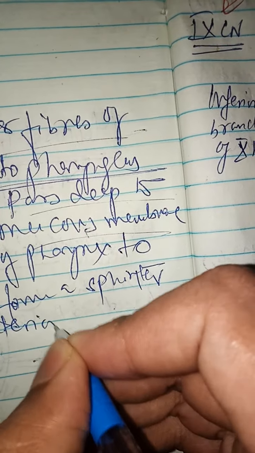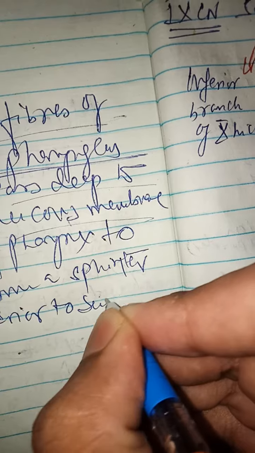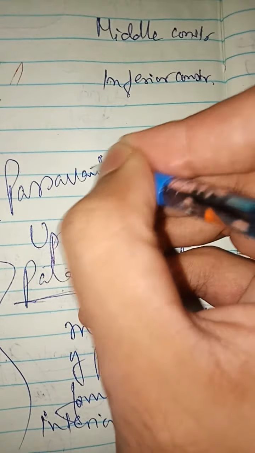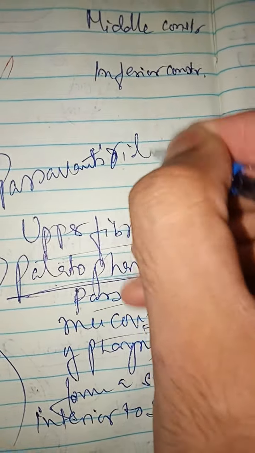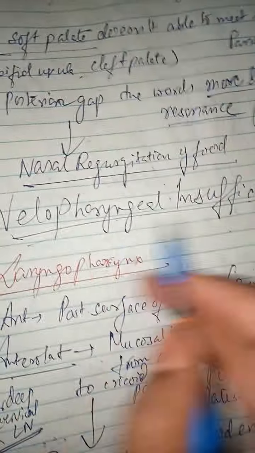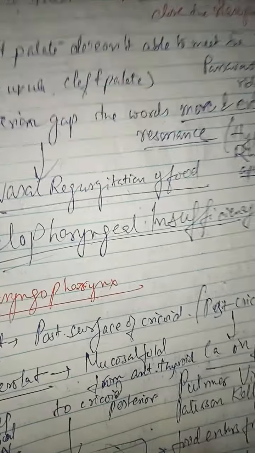interior to the superior constrictor. These fibers are known as the Passavant ridge. I have already told the importance of the Passavant ridge: velopharyngeal insufficiency is one of its clinical importances.